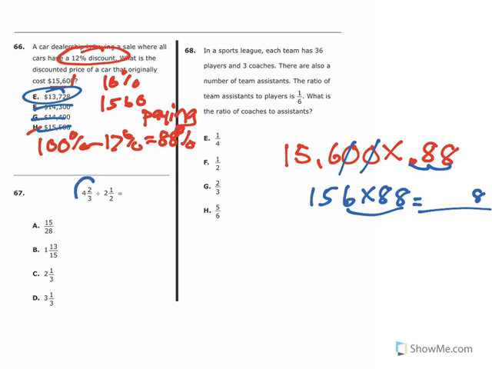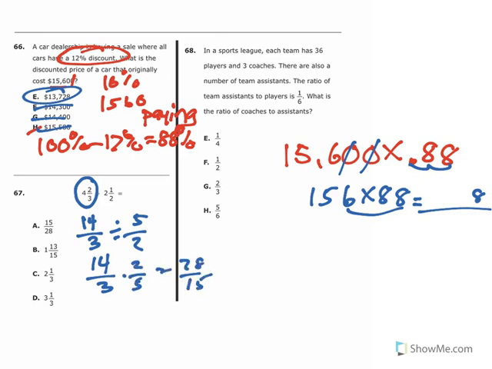67 is just a computation, so let's turn this into an improper fraction. Let's multiply by the reciprocal, right? So these are the questions where, as far as strategies, it's just kind of just do it, right? And there's not too many of those, but sometimes you just have to do the computation. So this one's pretty easy.